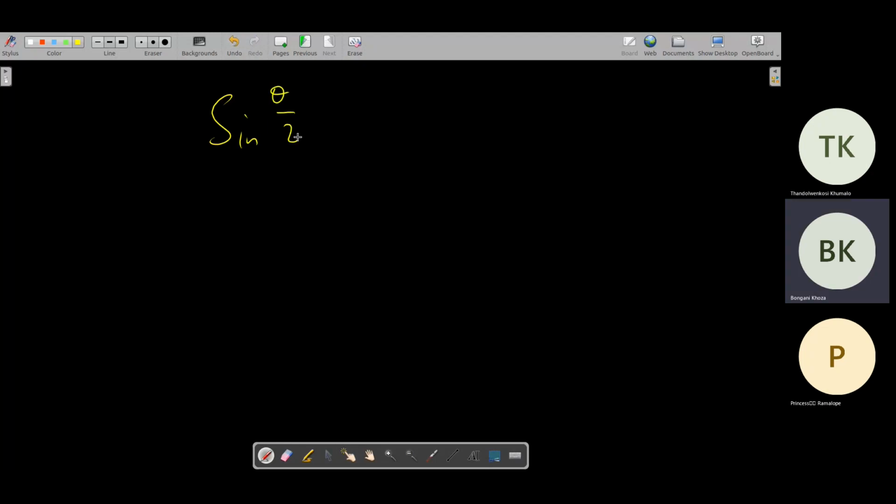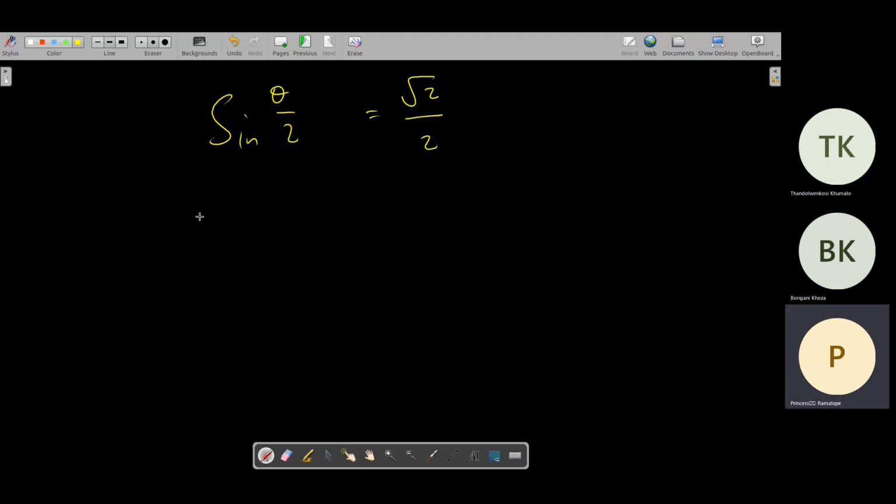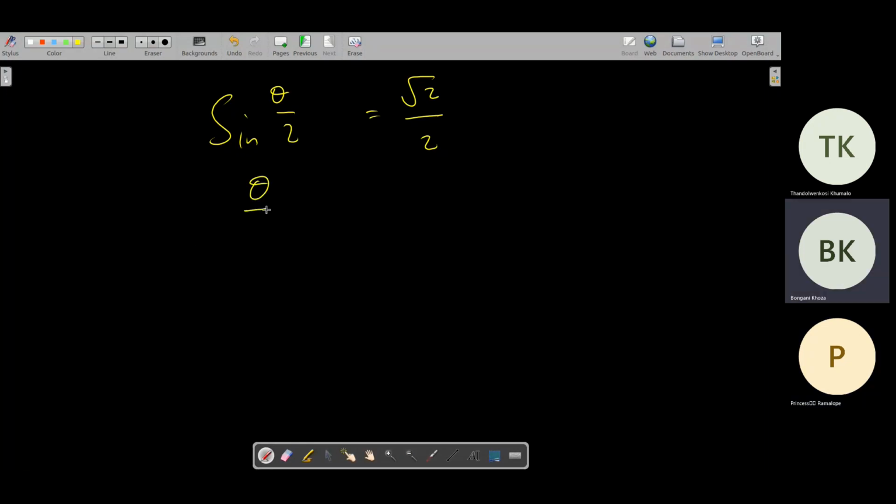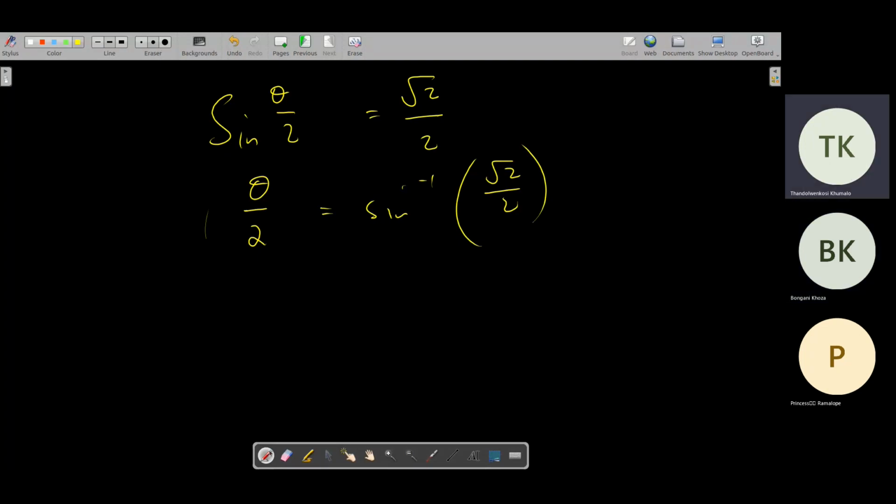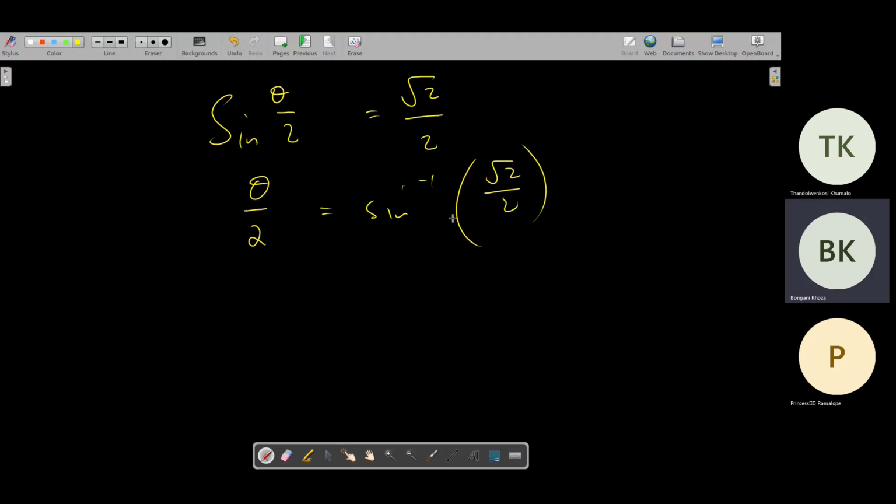Sine theta over 2 equals root 2 over 2. So first thing, what did you have? Arc sine. All right, you apply arc sine. So now that means you have theta over 2 equals arc sine of root 2 over 2. Are we good so far? Yes. Okay. And then from there, what do you get?